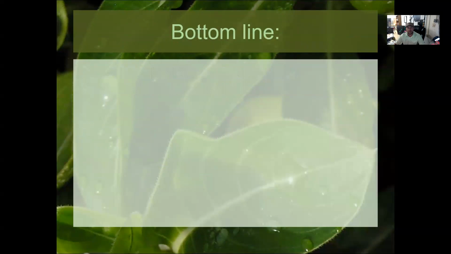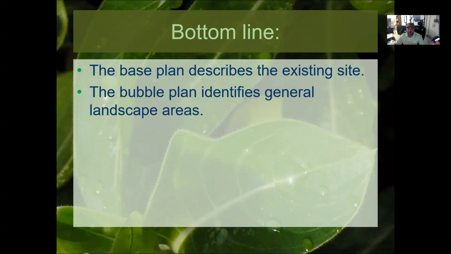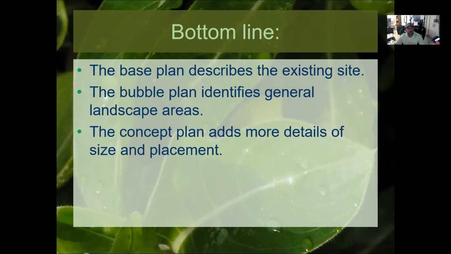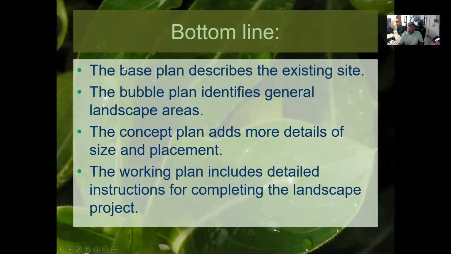So the bottom line here: the base plan describes the existing site. The bubble plan identifies general landscape areas. The concept plan is going to add more details of the same size and placement. And the working plan is going to include detailed instructions on how to complete that project. Once we get deeper into the working plan or master plan, we're going to start looking at construction drawings and planting plans, things that make it easier not only for you to install it, but in case you're working for somebody that's installing it for you, easier for them to do.